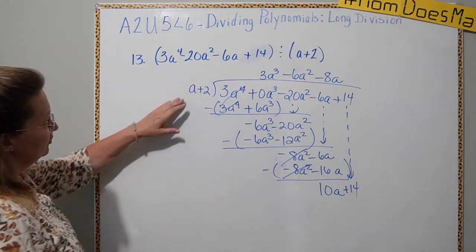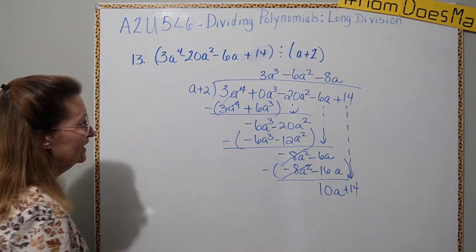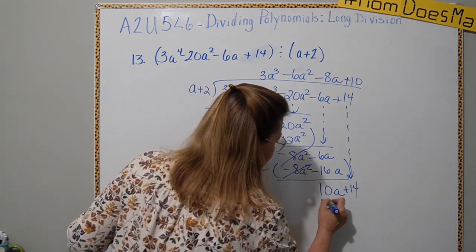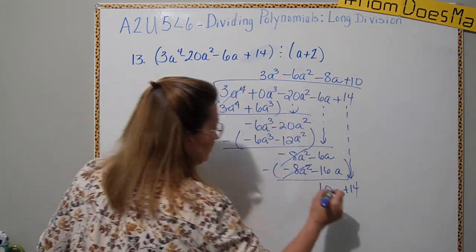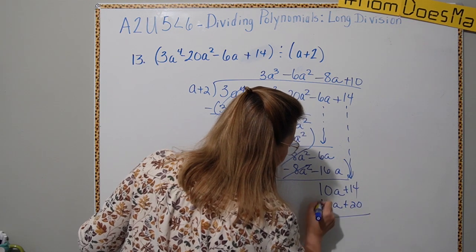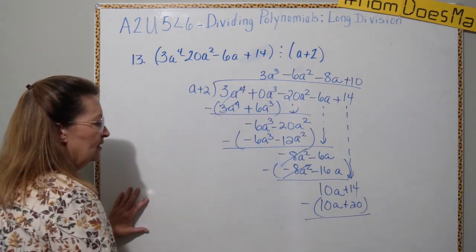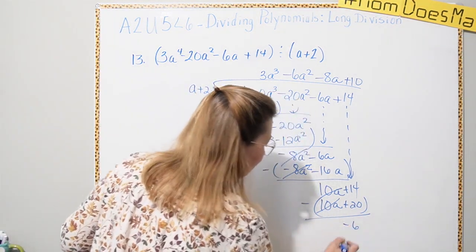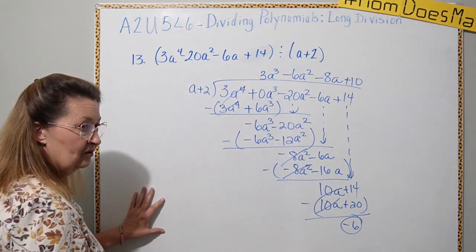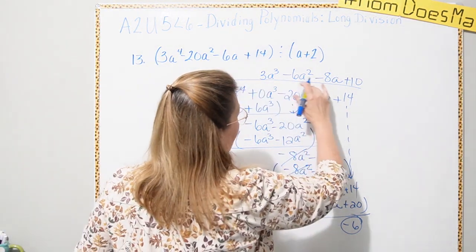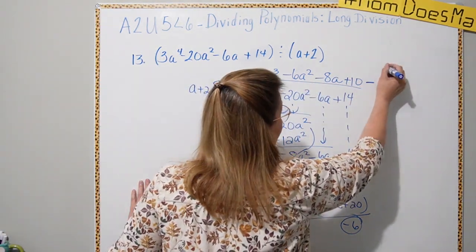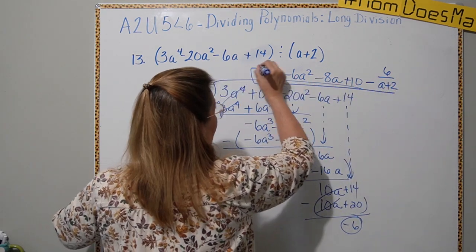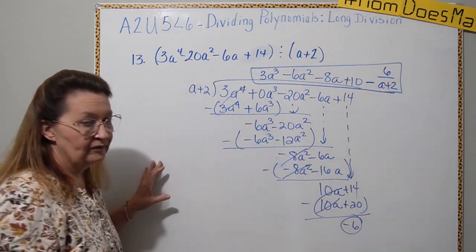Okay. What would you multiply a by to get 10a? Well, that's going to be plus 10. And 10 times a is 10a. And 10 times 2 is 20. And we will be subtracting. So these two cancel out. 14 minus 20 is negative 6. Now that's your remainder. So when you write your answer down, you're going to have all of this minus 6 over a plus 2. And that's going to be the final answer on that one.